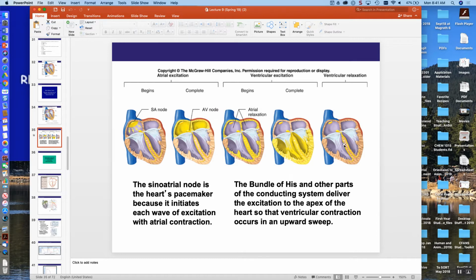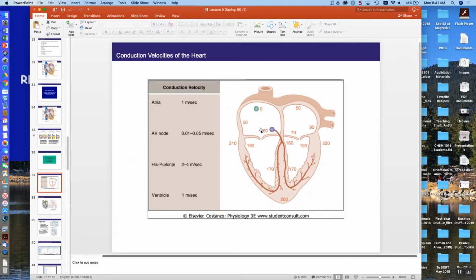Now remember, the repolarization will follow the same path. So the SA node will repolarize first, then the atria repolarize, then it goes down the AV node, the left and right bundle branches repolarize, then the Purkinje fibers, and then the ventricular myocytes repolarize. So repolarization will happen in the same pathway. It'll just be a little bit of a lag time. Depolarization first, then repolarization.